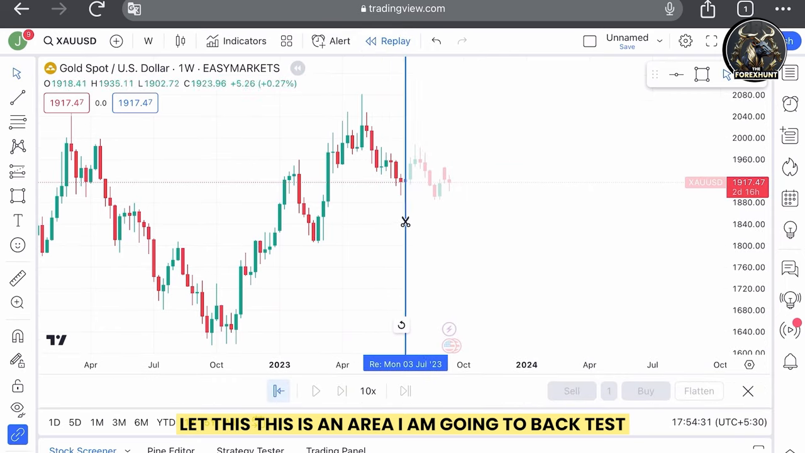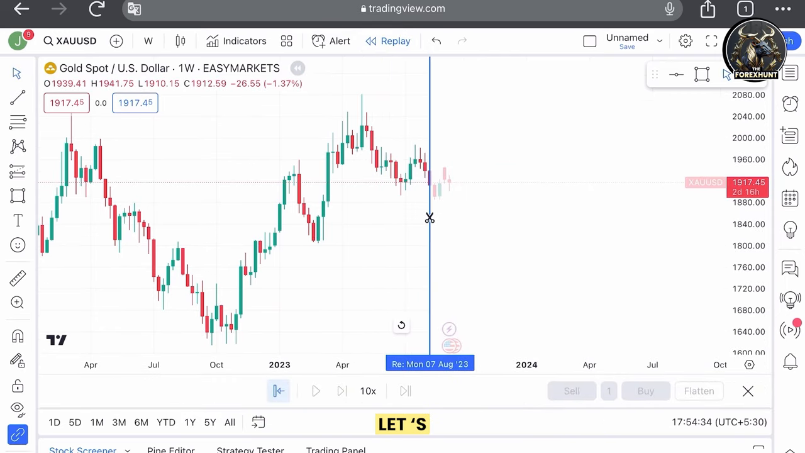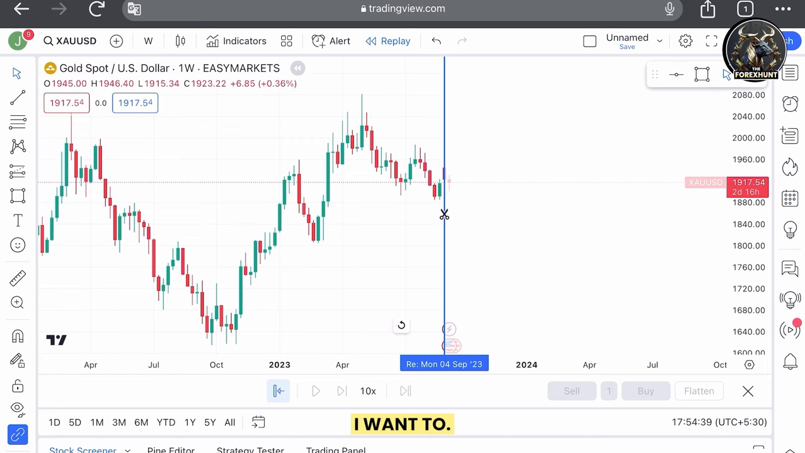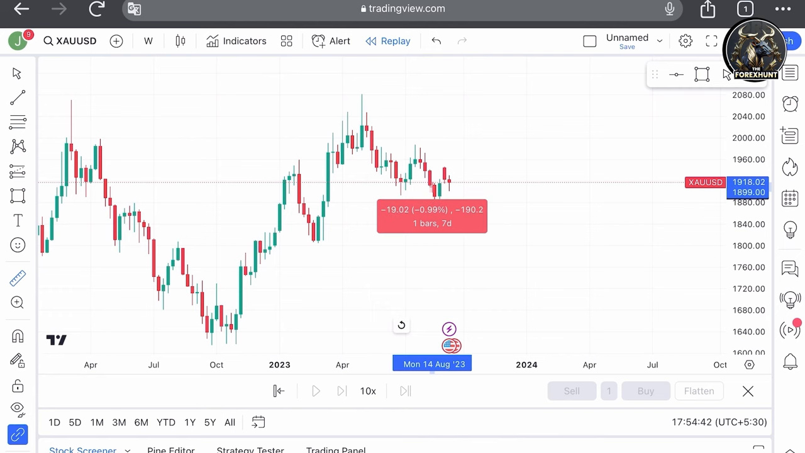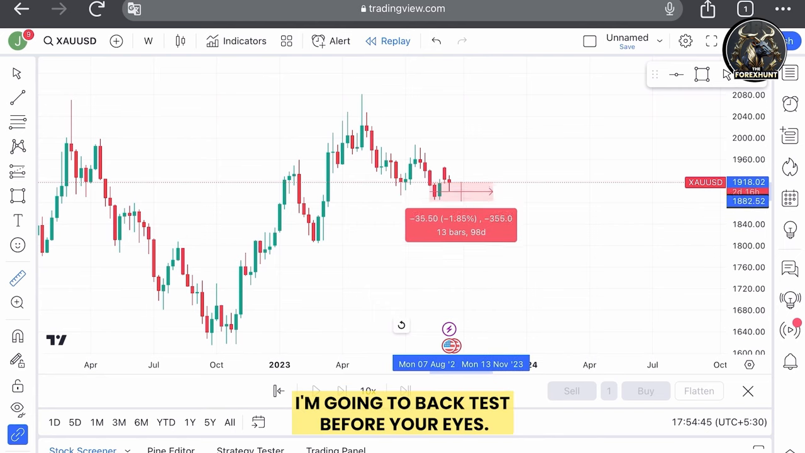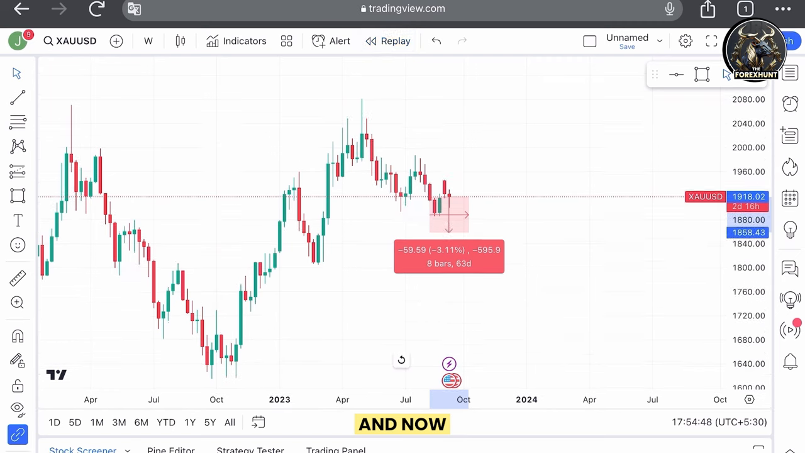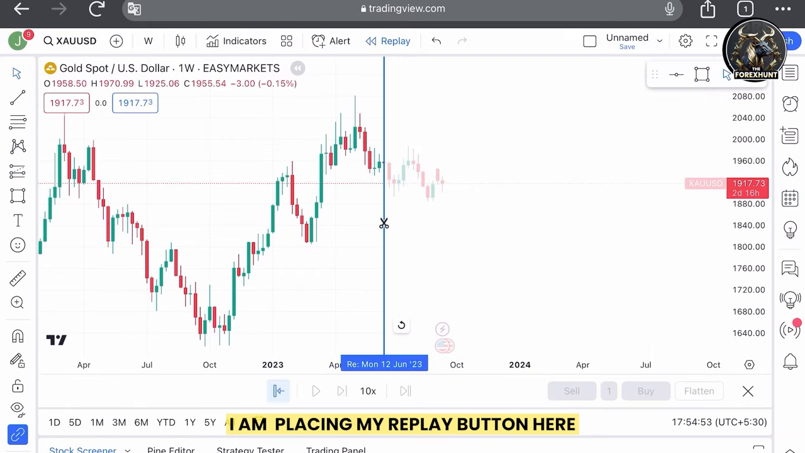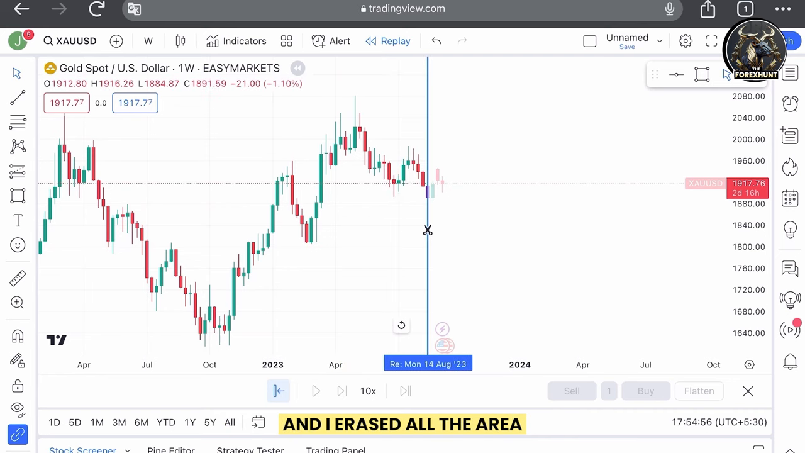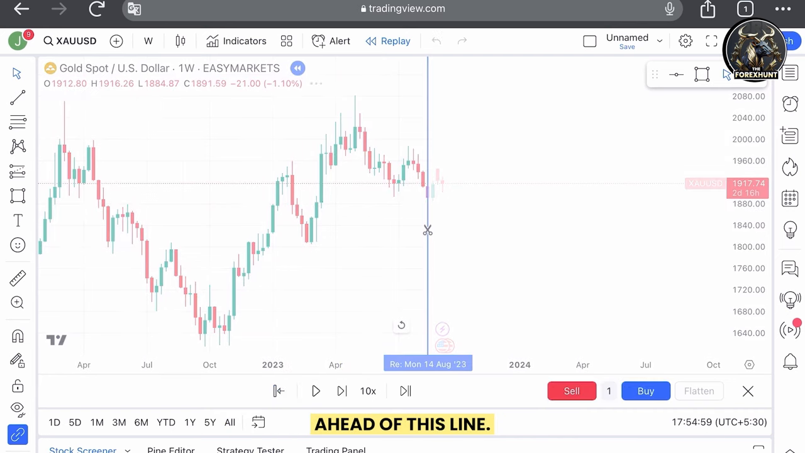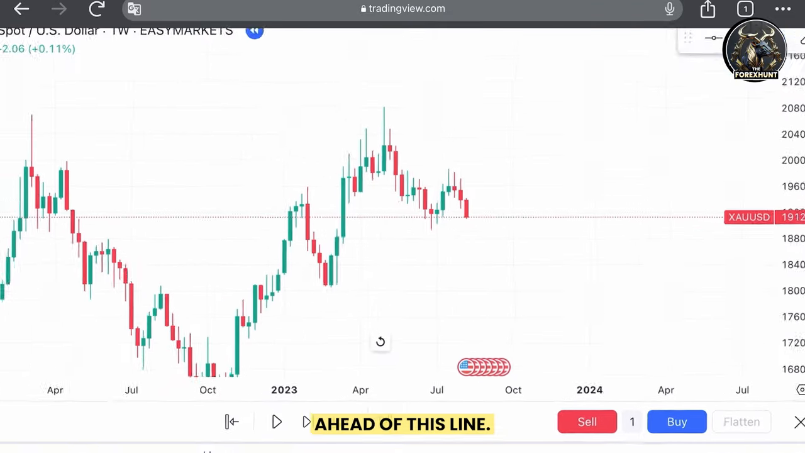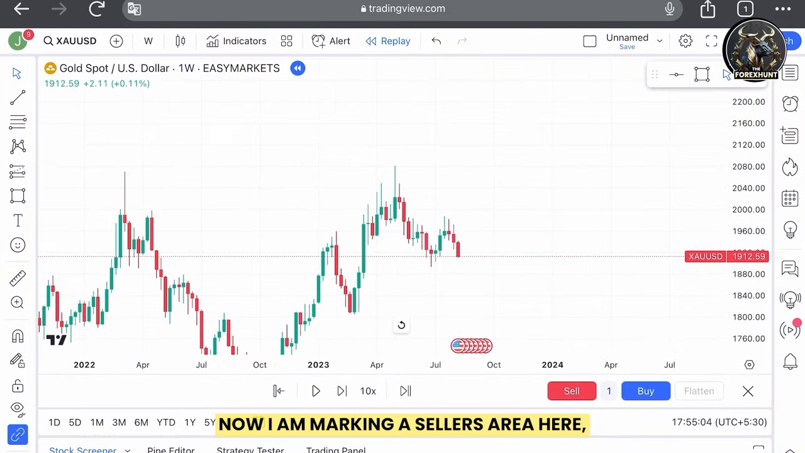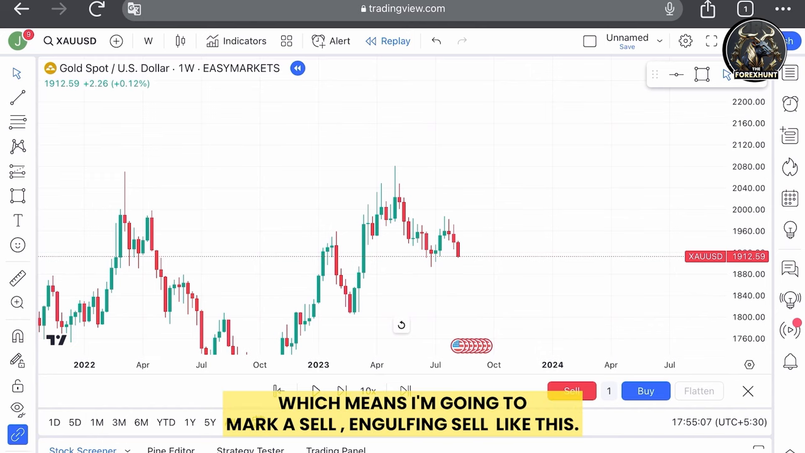This is an area I am going to backtest before your eyes, and now I am placing my replay button here, and I erased all the area ahead of this line. Now I am marking a seller's area here, which means I am going to mark an engulfing sell, like this.